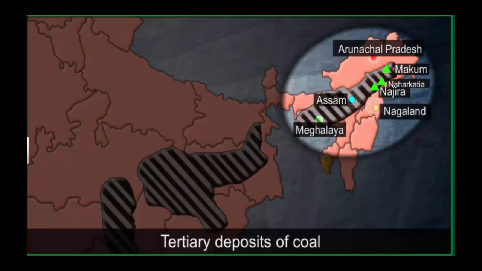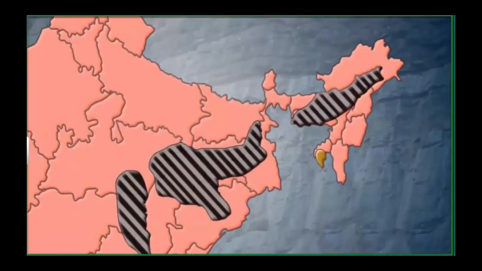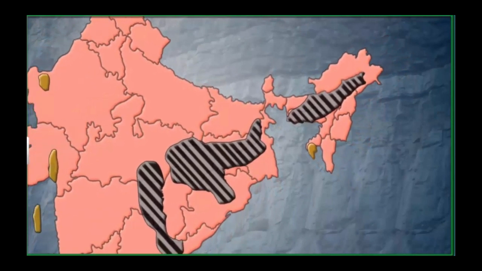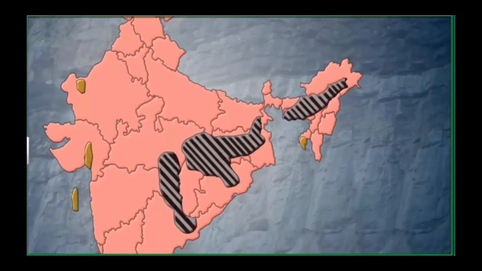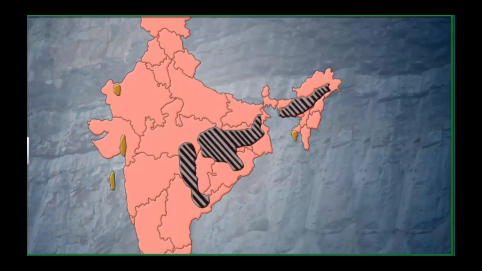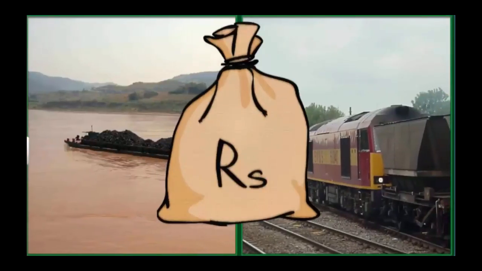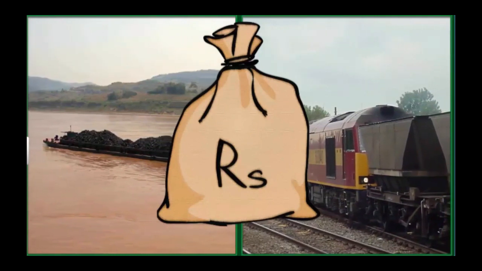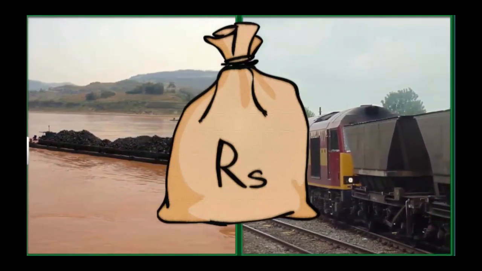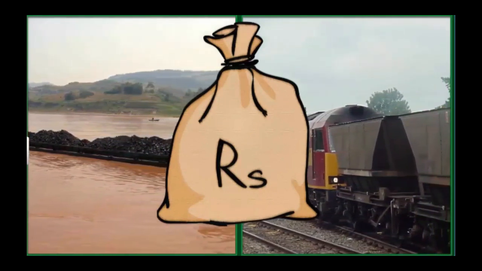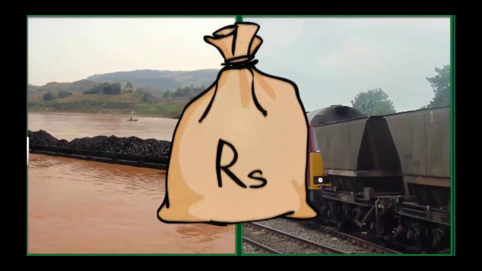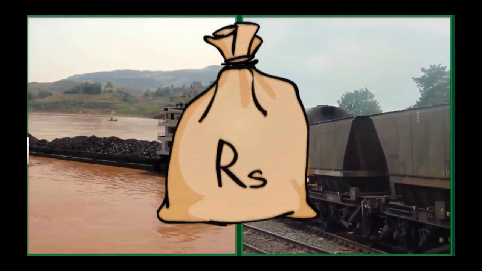You will note an interesting pattern if you compare the position of coal fields with major thermal power plants in India. Since coal is bulky and expensive to transport in large quantities, most power plants and heavy industries relying on coal are located near coal fields.